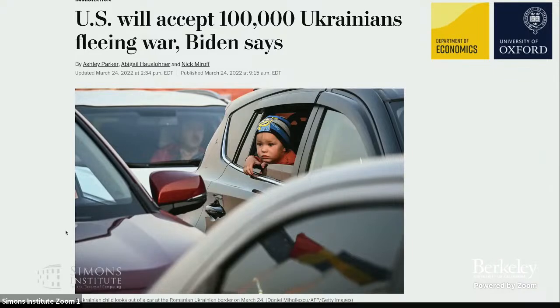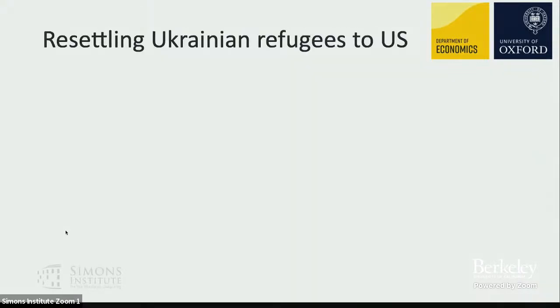Sorry, this picture is quite hard to look at, but this is in addition to the 125,000 other refugees who are coming in. And so let me tell you about what the process for the Ukrainians is. It's a little bit different from how the rest of the refugees are resettled in the US. And the reason is the following.